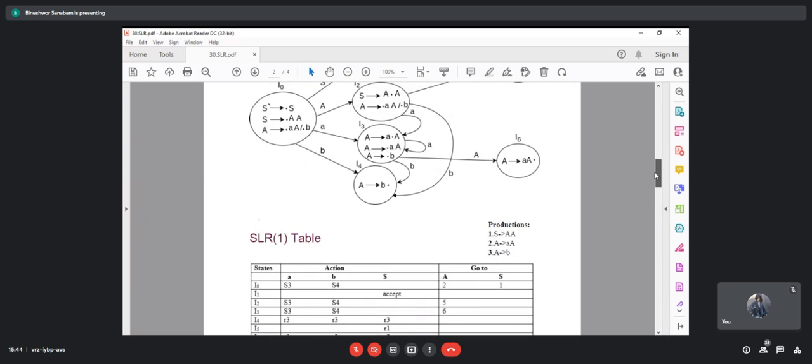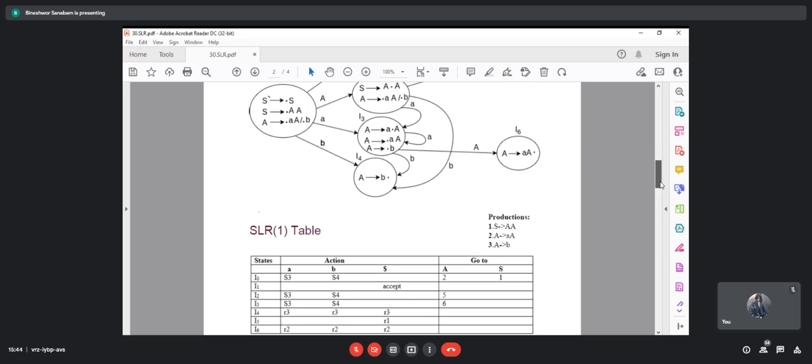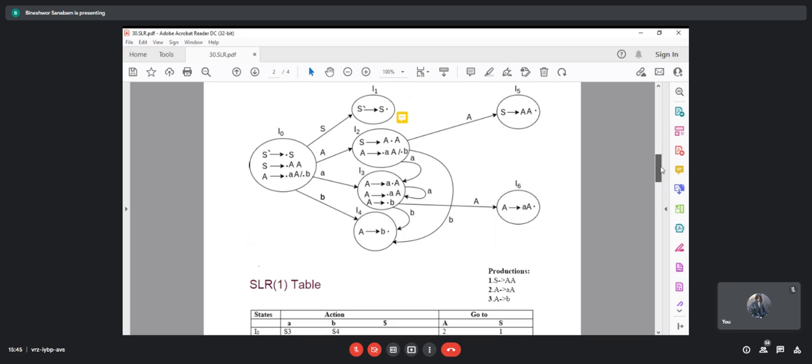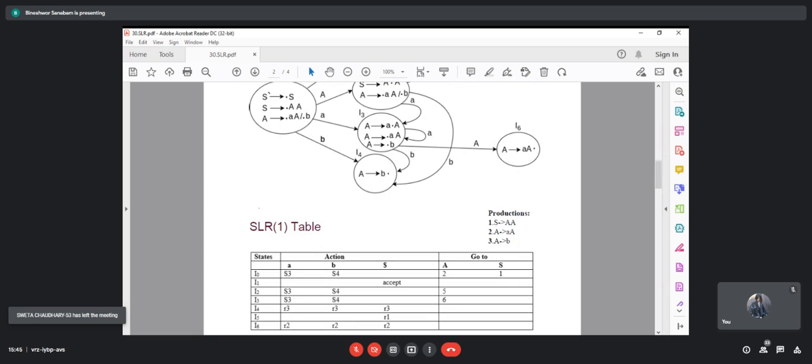And if we consider I2, if you consider I2 to a means we go to the state 3. So small letter a means to 3, so we just place S3. And if it goes to 4, then for b, S4. And if we consider capital letter A, it goes to 5, so we place goto 5. Similarly with I3 as well.